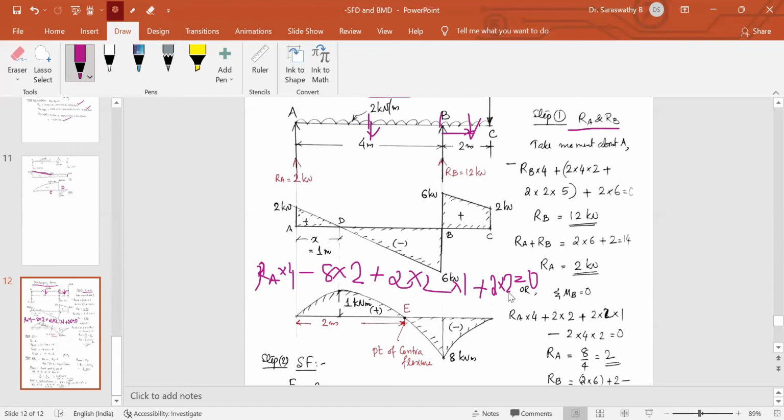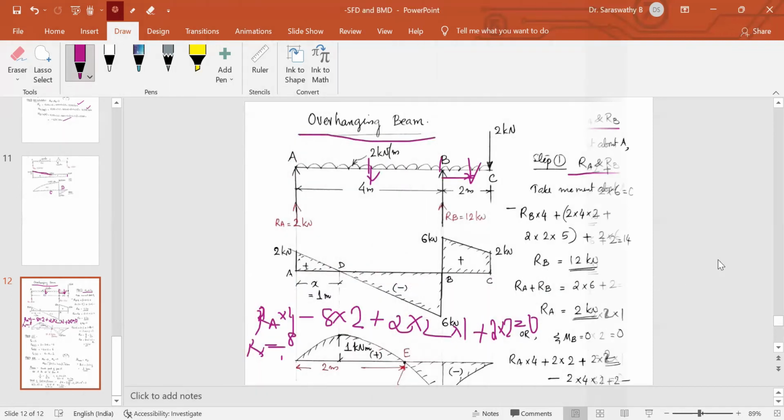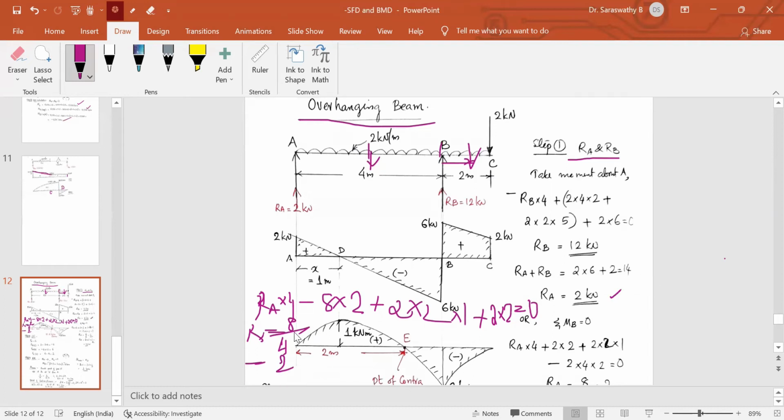What is the value? 2 into 2, 4. This 2 into 2 is another 4. 4 plus 4, 8. This is minus 16. Minus 16 plus 8 is minus 8. It goes to the right side. So we will get RA is equal to 8 by 4, is equal to 2. Here also we have got RB 12 initially, then RA plus RB is equal to the total load, 2 into 6, 12 plus 2, 14. So we get RA is equal to 14 minus 12, 2. Here also we get RA is equal to 2.